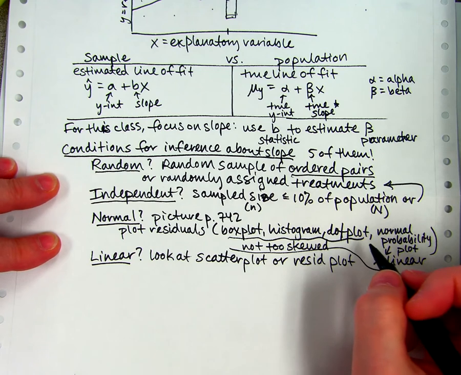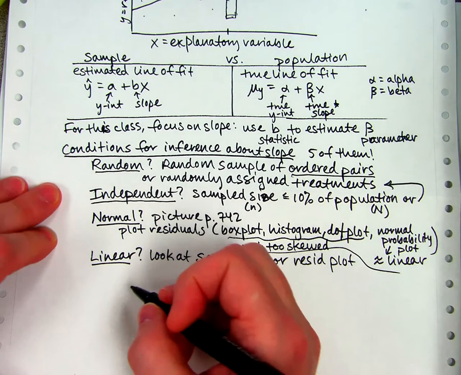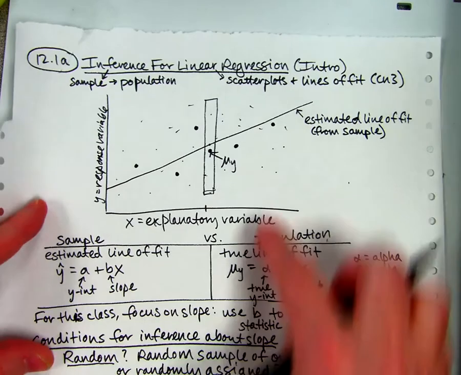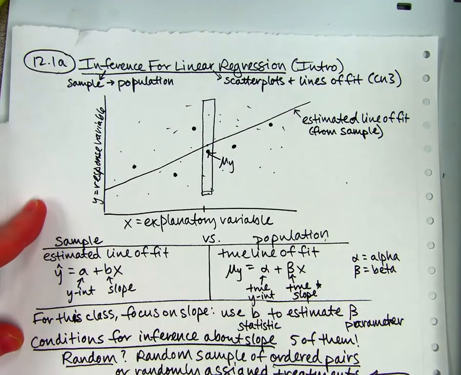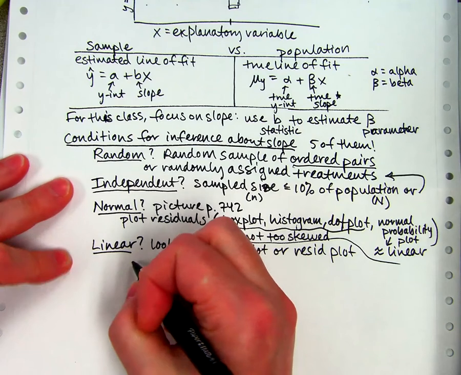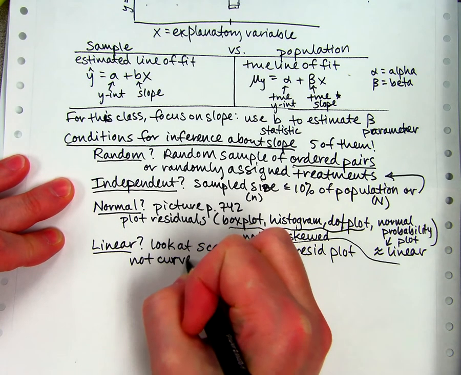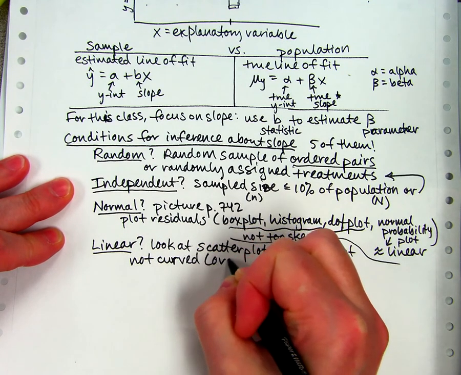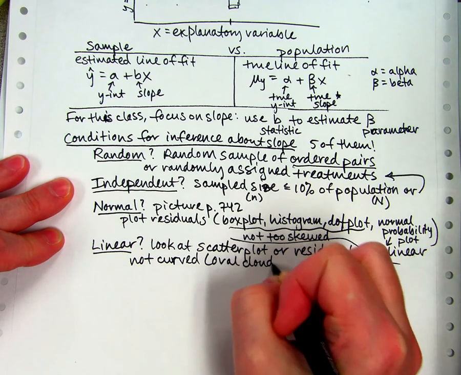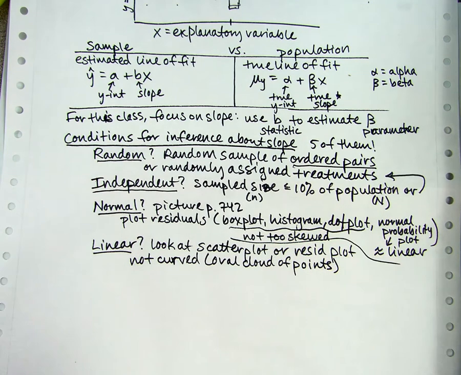When you look at those, we're just looking to see if it's not curved. We're not super picky about that either. If it's an approximately oval-shaped cloud of points, that is good enough. So we're just looking for one of those plots to be not curved, or an elliptical cloud if you want to be specific about that shape.